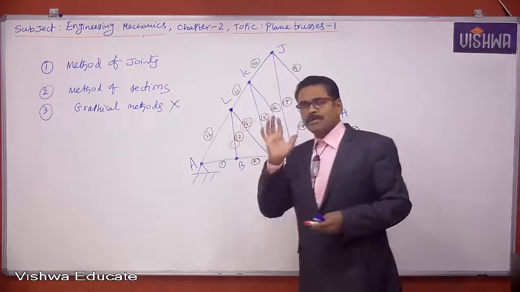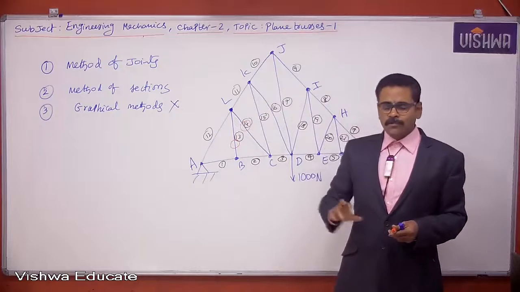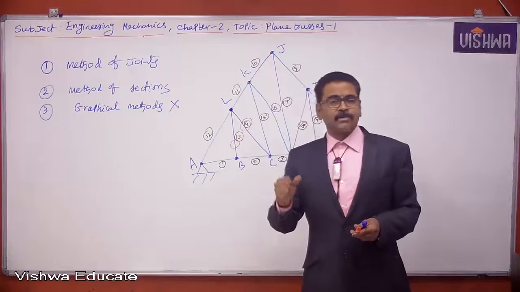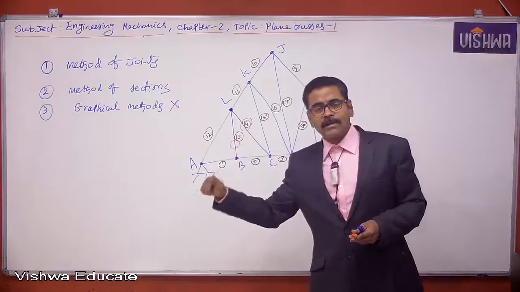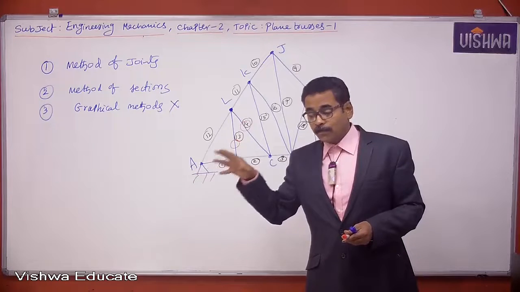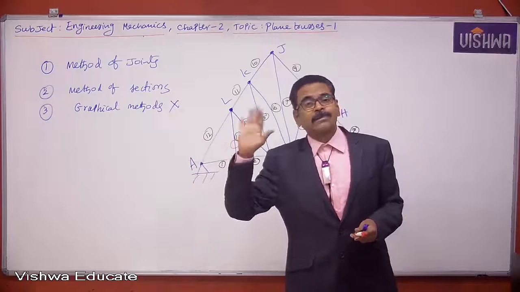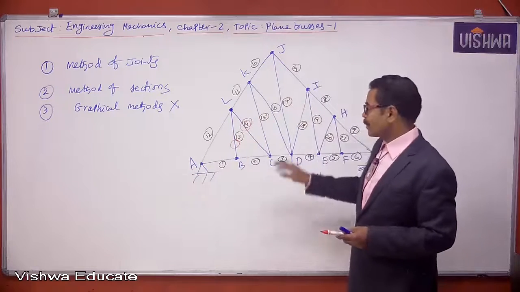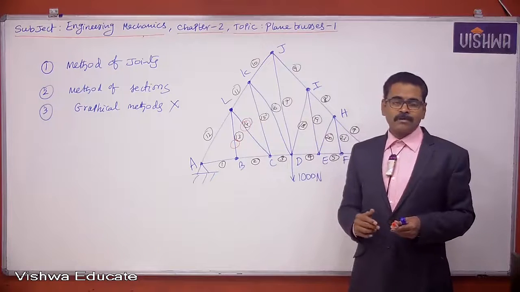If 3 members are joined by a pin joint, and 2 of them are collinear, the third member will carry 0 load, if no external load acts at that joint. That point you have to understand. If an external load acts, then the member doesn't carry 0 load.